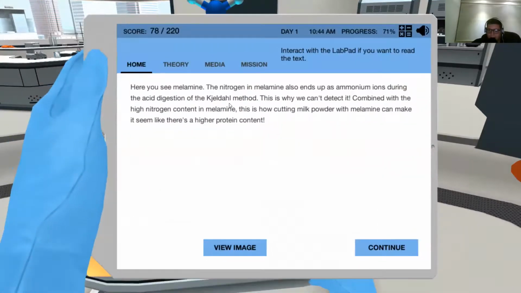Here you see melamine. The nitrogen in melamine also ends up as ammonium ions during the acid digestion of the Kjeldahl method. This is why we can't detect it. Combined with the high nitrogen content in melamine, this is how cutting milk powder with melamine can make it seem like there's a higher protein content.